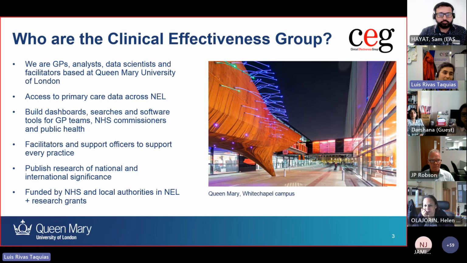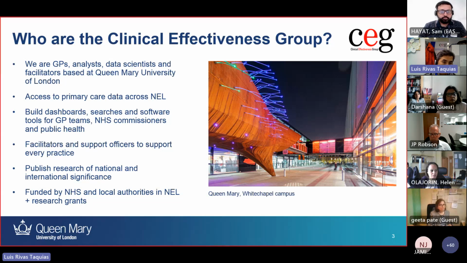Now, who are the clinical effectiveness group? We're a group of GPs, analysts, data scientists, facilitators. We're all based at Queen Mary University. We work across the whole of Northeast London. Because of our data sharing agreements with all your practices, we have access to primary care data across Northeast London. And this we use to build dashboards, searches, and software tools like the one today for GP teams, commissioners, and public health. We also have a team of facilitators and support officers that can support practices directly.